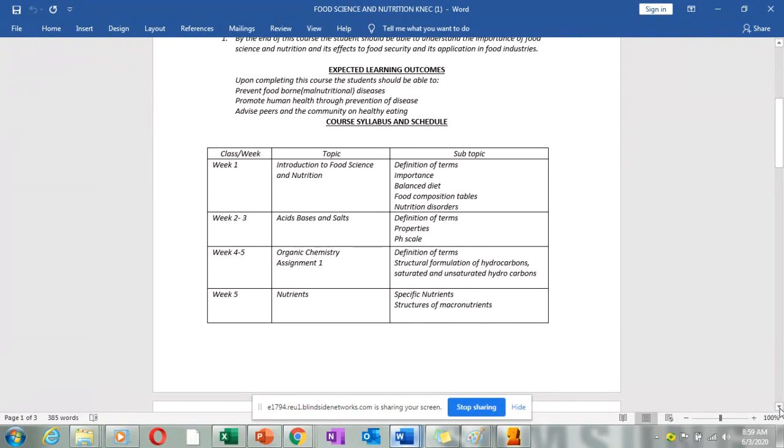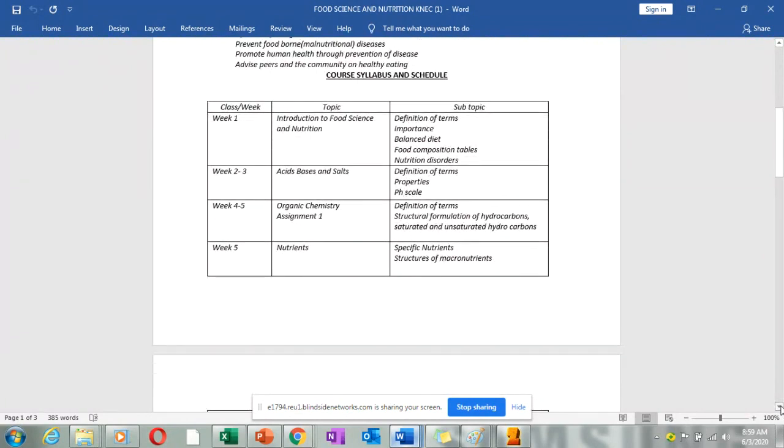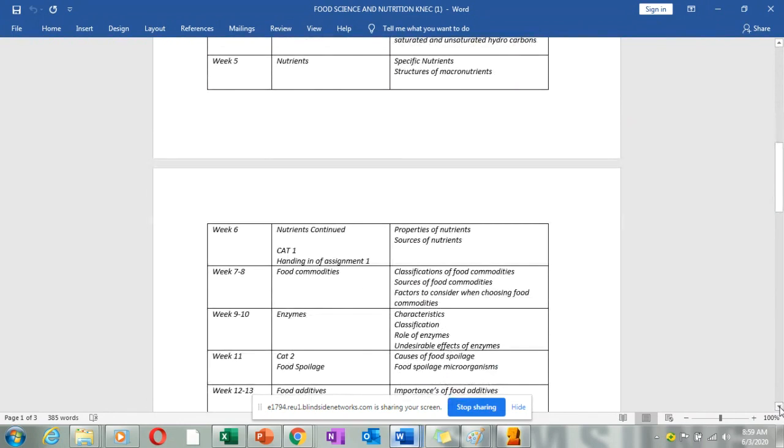The topics are as follows. Today, being our first time meeting on the blue button, we are going to discuss the introduction to food science and nutrition. Then the next week, we shall look at acids, bases, and salts. Then organic chemistry the next week. Then nutrients the next week. The week after, food commodities, then enzymes, then food spoilage, and food additives.